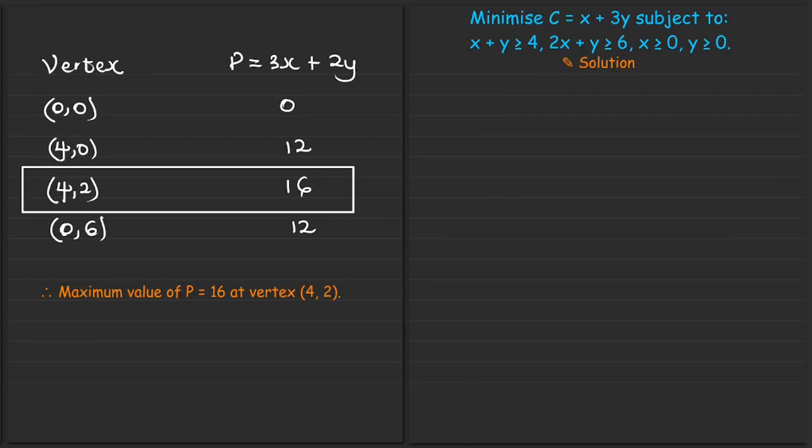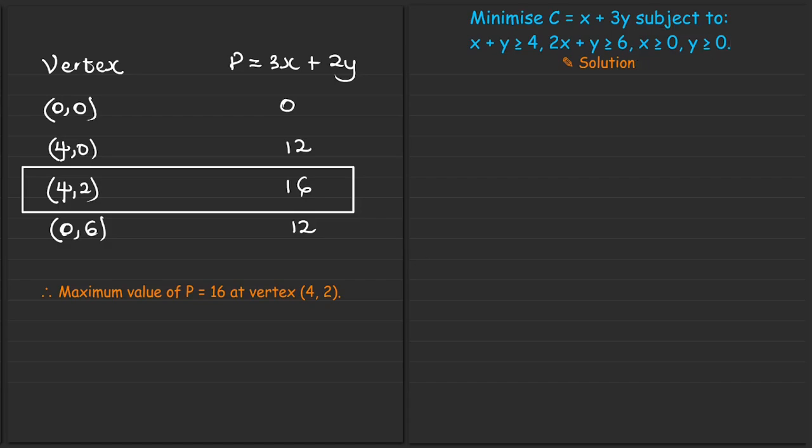Our third question says we have to minimize. This time around it says minimize. So we have to minimize C equals x plus 3y subject to, so these are our constraints, and this is our objective function. It is subject to x plus y is greater than or equal to 4, 2x plus y is greater than or equal to 6. You have x is greater than 0, and then y is greater than 0. So at this point, you should know what this means anytime you see them in your question.